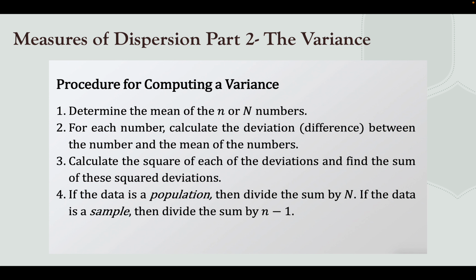So the procedures for computing the variance: number 1, we need to determine the mean of the n numbers. Number 2, for each number, we need to calculate the deviation between the number and the mean of the numbers. Number 3, we need to calculate each of the deviations and find the sum of the squared deviations. Number 4, if the data is a population, then divide the sum by n. And if the data is a sample, then divide the sum by n minus 1.